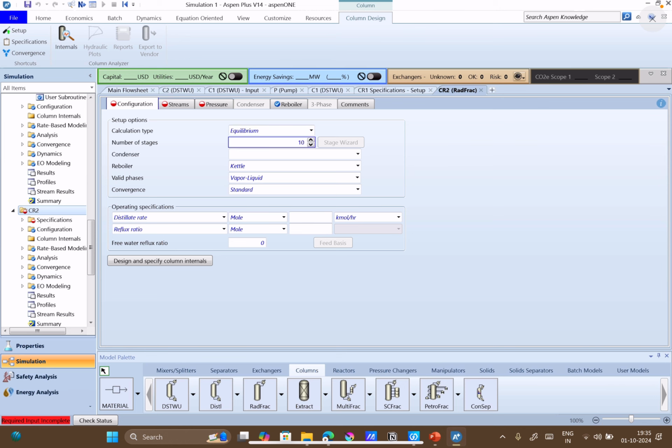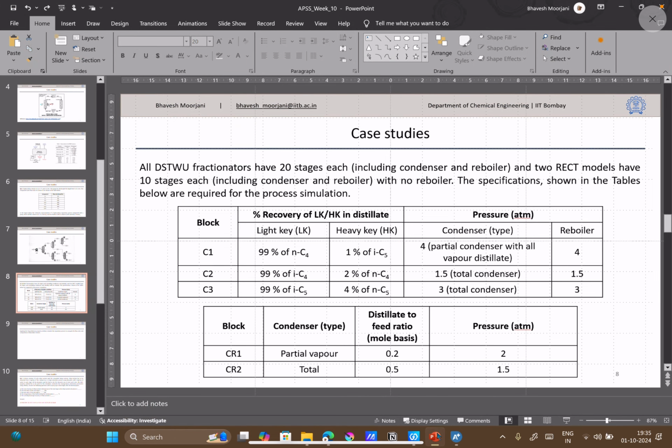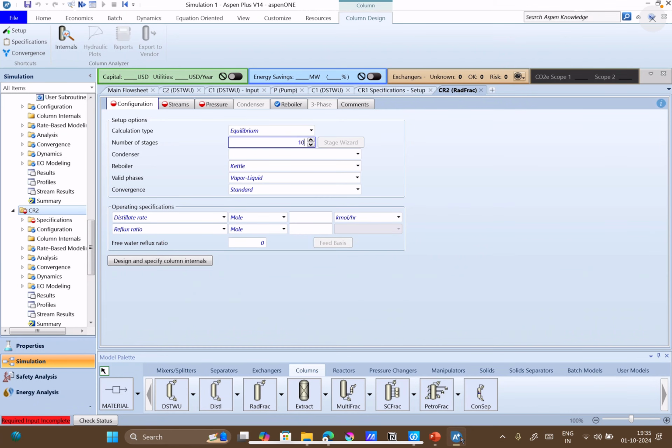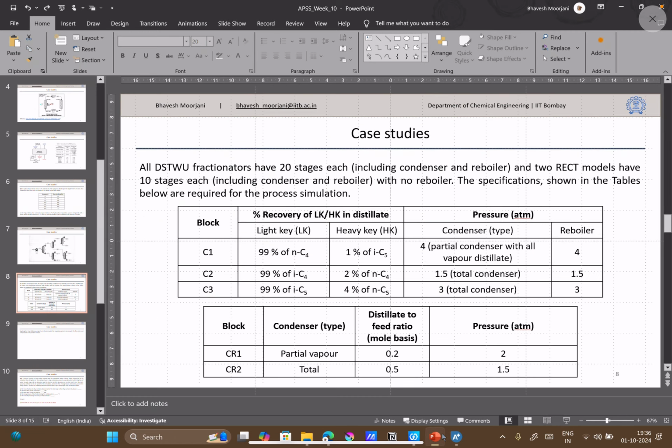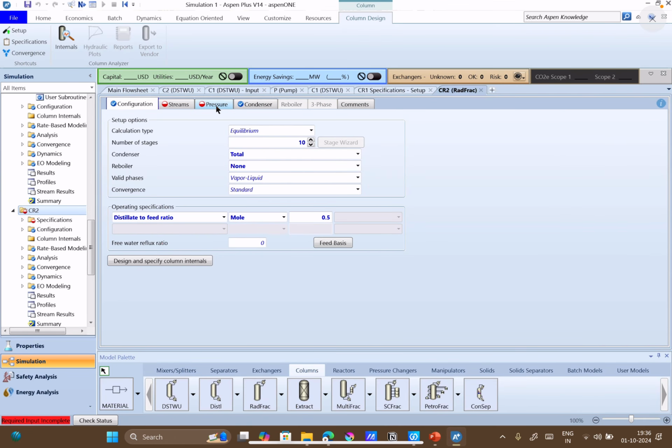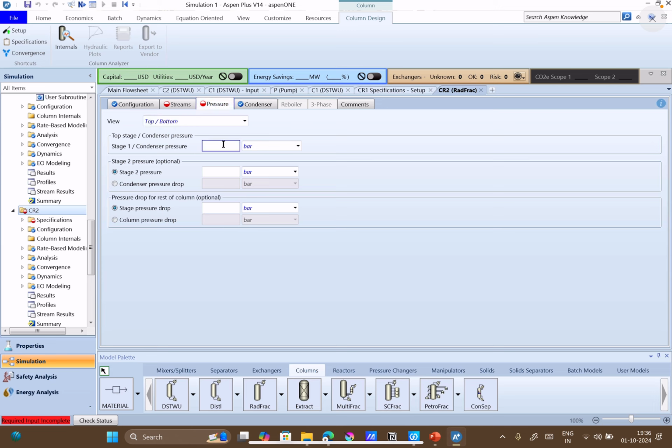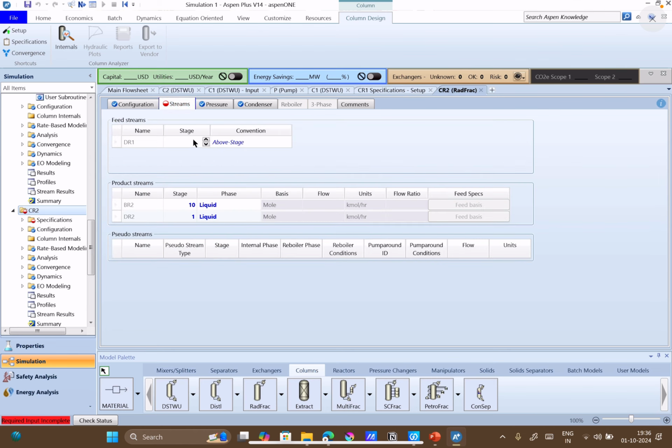And last we have the CR2 information to feed. Again CR2, 10 stages. Condenser type here is total condenser. Distillate to feed ratio is 0.5. Pressure is 1.5. Condenser type total condenser. We don't have any reboiler, so we will write it as none. Distillate to feed ratio is 0.5, right? And pressure is 1.5 atmosphere.